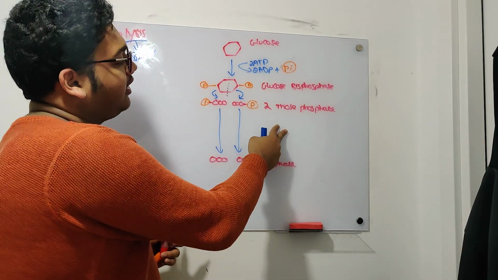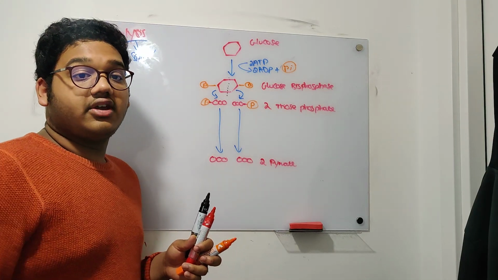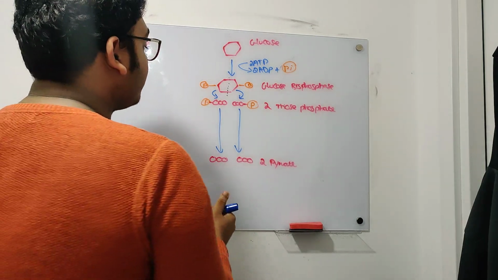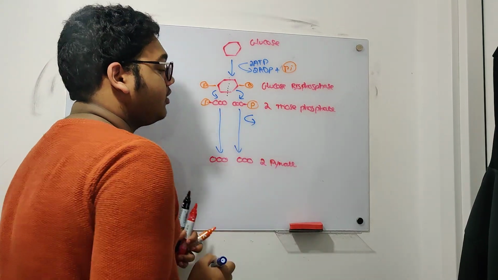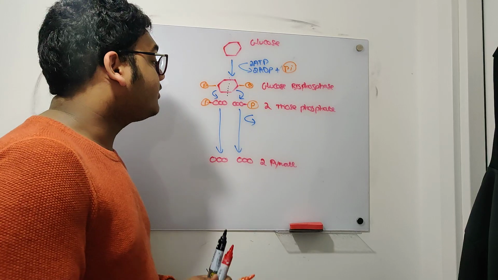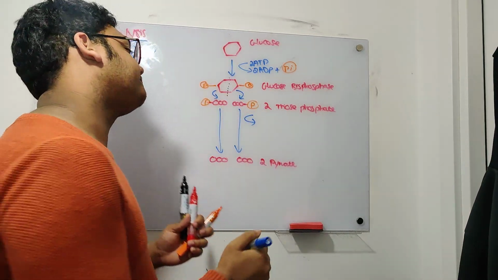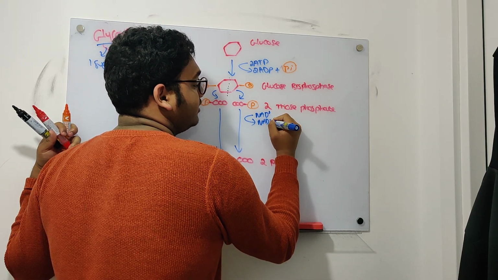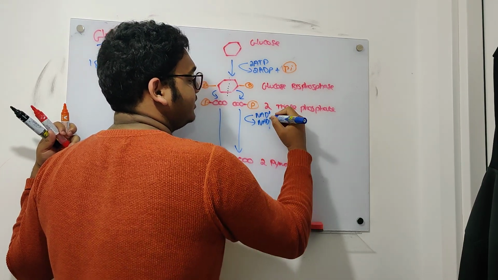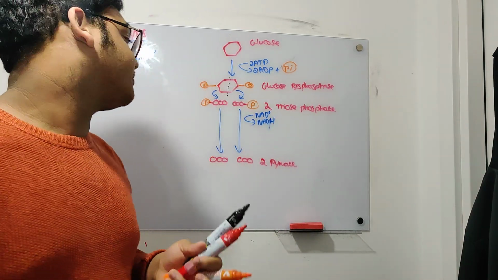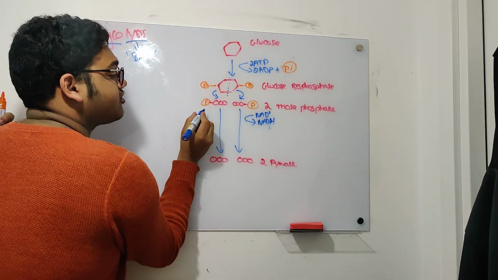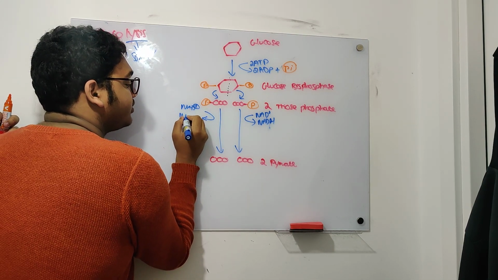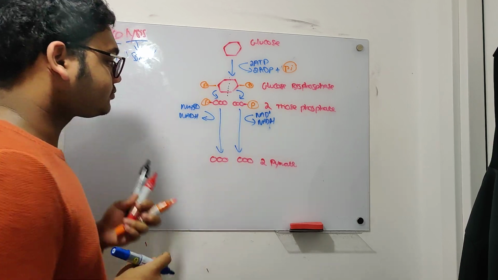So for each triose phosphate, we need to oxidize it once. So in that scenario, we need 1 NAD+ for each triose phosphate. So NAD+ will go to NADH. This doesn't involve photosynthesis, so no P's. And the same goes for the other triose phosphate. So NAD+ will go to NADH.